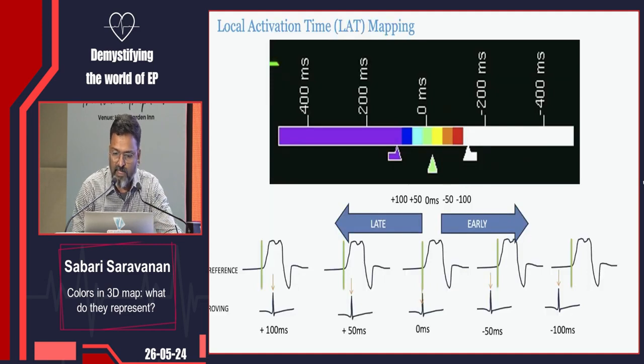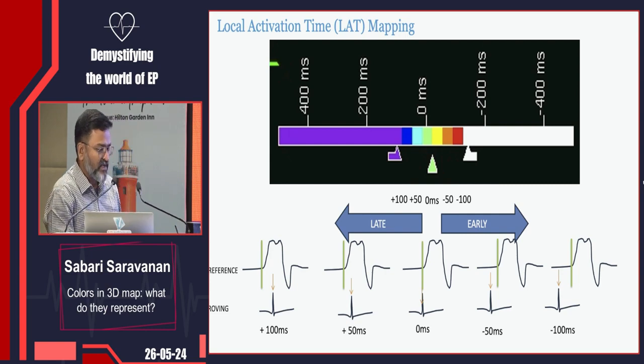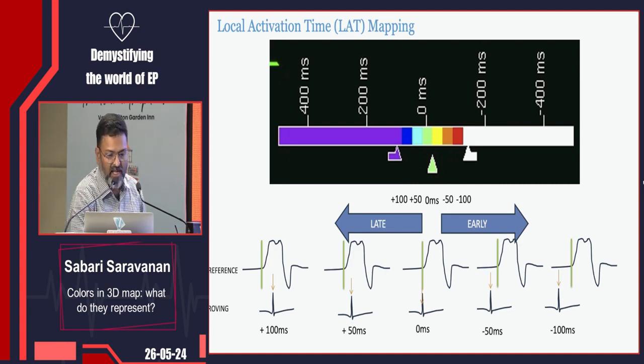Before stepping on to the colors, we need to understand how the system is actually going to produce the colors. First we need to do an activation map. That means you need to map a single beat of any of the tachycardias, whether it is a ventricular tachycardia or an atrial tachycardia. We move the catheter to several locations, and that is called a roving catheter. We take the timing in milliseconds of signals with respect to the reference, and these are the inputs we give to the system.